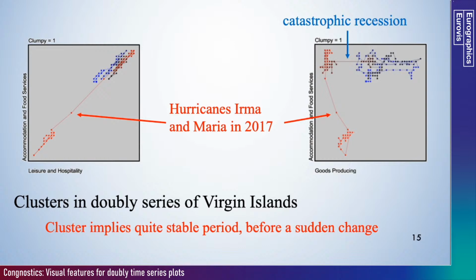The relative position between the first and the second cluster indicates a significant decrease in wood producing, while accommodation and food services remain stable. The wood producing sector was affected by the economic recession of the Virgin Islands. The move from the second cluster to the third cluster happened at the same time as that of the left doubly time series. Also, the relative position between the clusters points out the fact that wood producing was not affected by hurricanes.